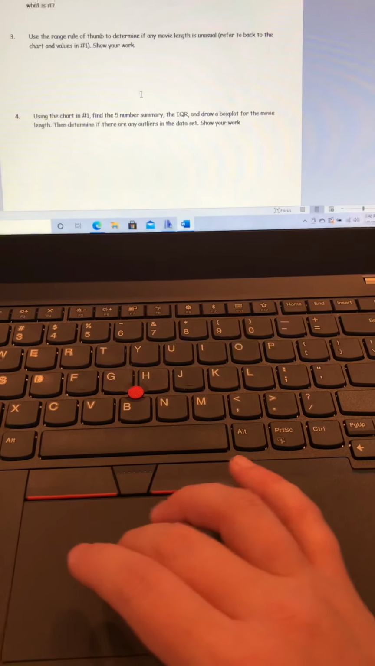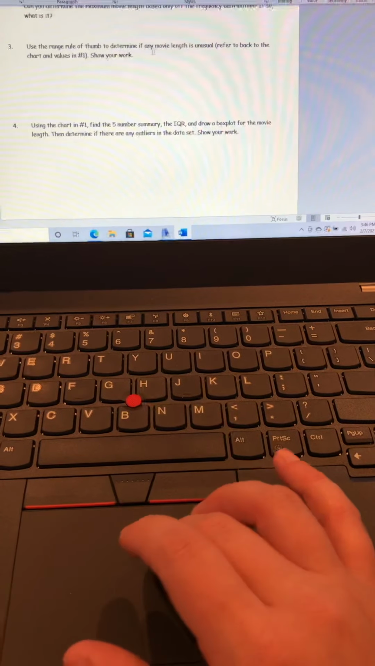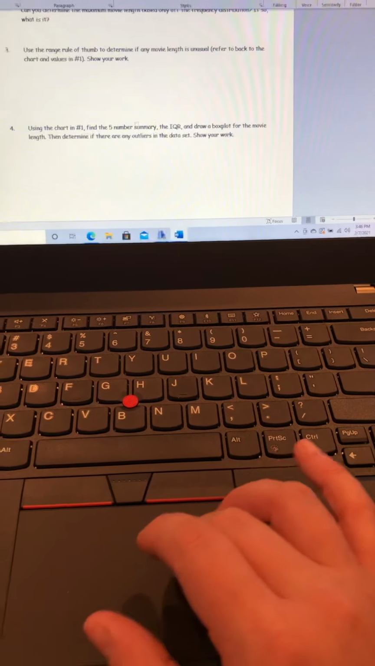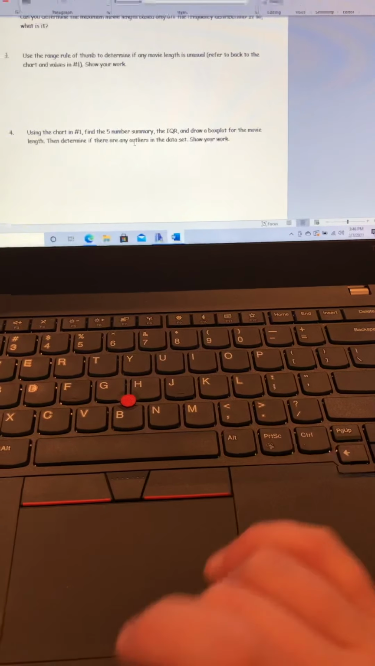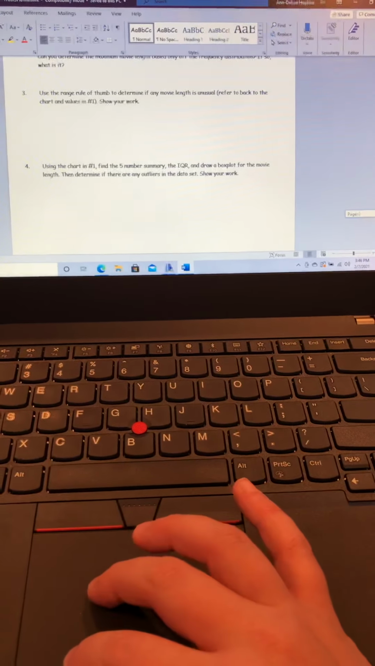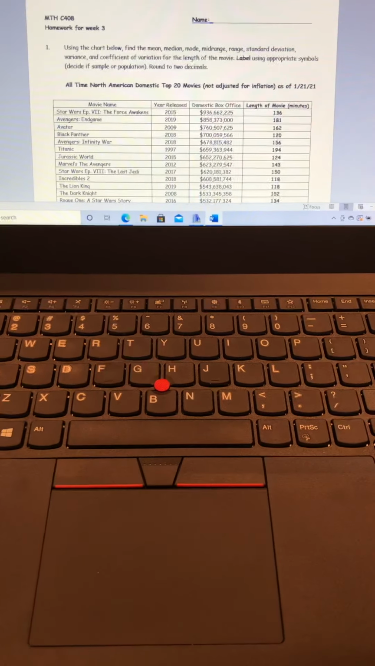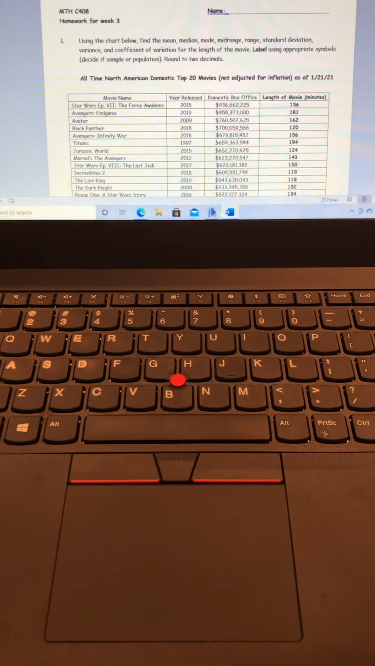And then use your range rule of thumb to find the unusual values, which we did on number 4, and then your box plot, which was number 5 for us. So it should be pretty straightforward. You're going to do just what we just finished on the examples. So like I said, if you have any questions, please message me.